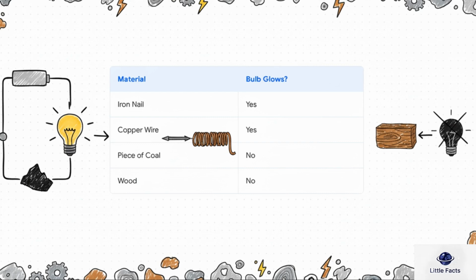But swap that out for a piece of coal or wood, both non-metals, and nothing. The circuit's broken. The bulb stays dark.